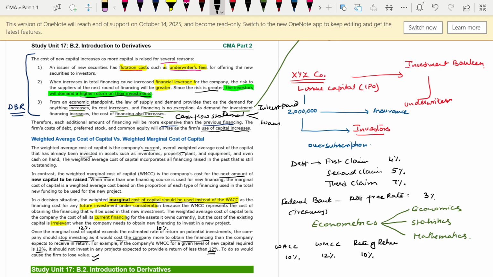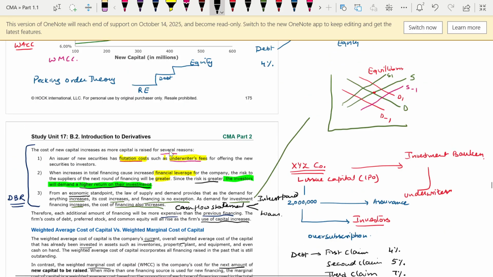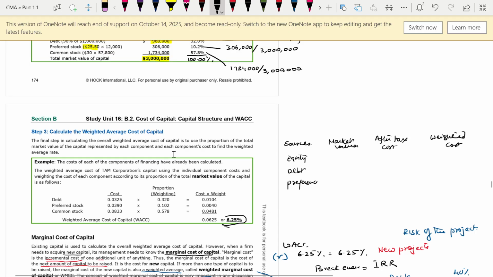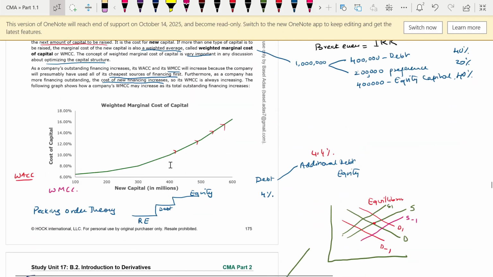This is one of the segments. It is with respect to the cost of capital, capital structure, and weighted average cost of capital. A complete segment has been covered till now.